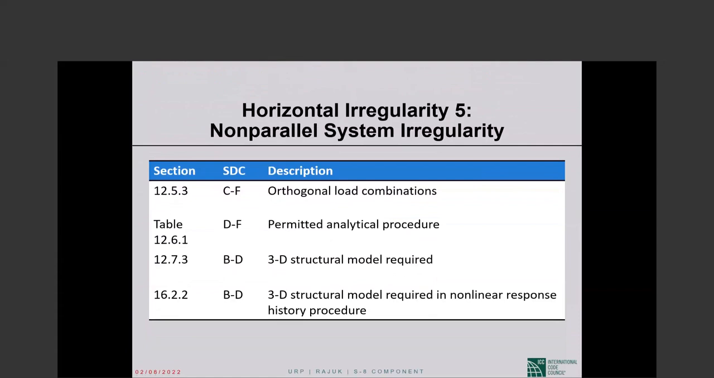When you have non-parallel system irregularity, we have to use orthogonal load combinations. I need to go into that. This is something else that is not covered in BNBC, but I'll cover it right here, not another day. Permitted analytical procedure, whether you have to do dynamic analysis or equivalent static will do. A 3D structural model would be required, whether you do regular analysis or nonlinear time history analysis.